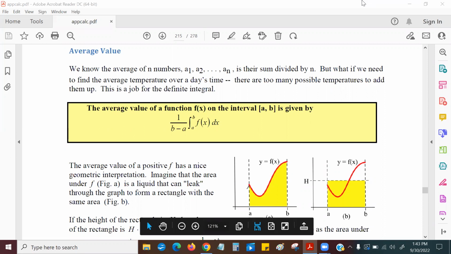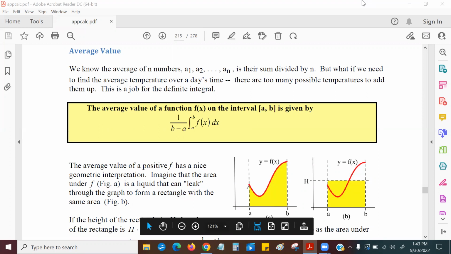So the average of a bunch of numbers is, let's say you have n numbers, like you have 10 numbers. You add up all the numbers and you divide by 10. That gives you the average. If you have 20 numbers, you divide by 20. If you have n numbers, you divide by n. You just add them all up. 100 numbers, divide by 100, whatever it is.